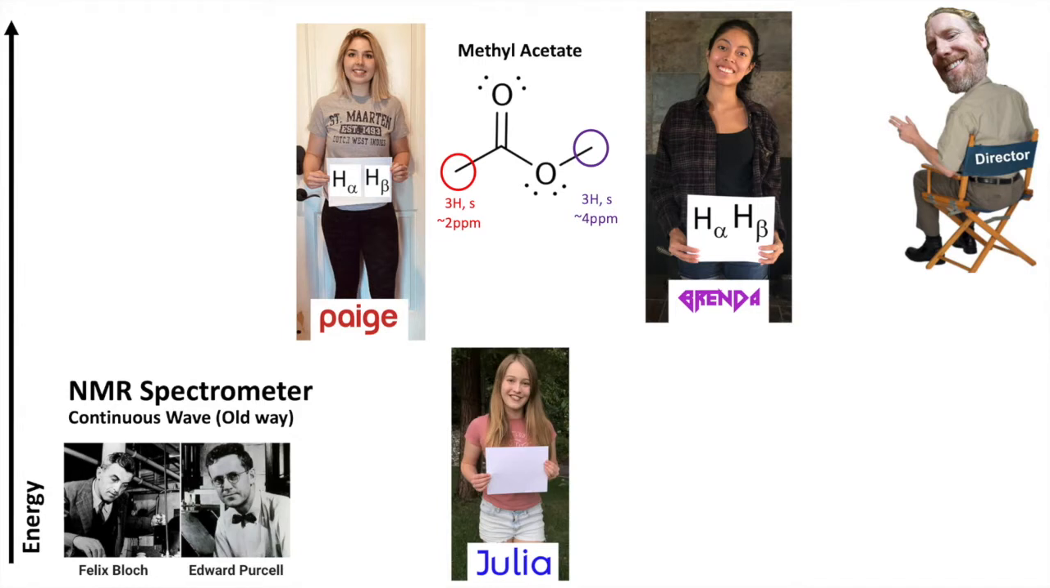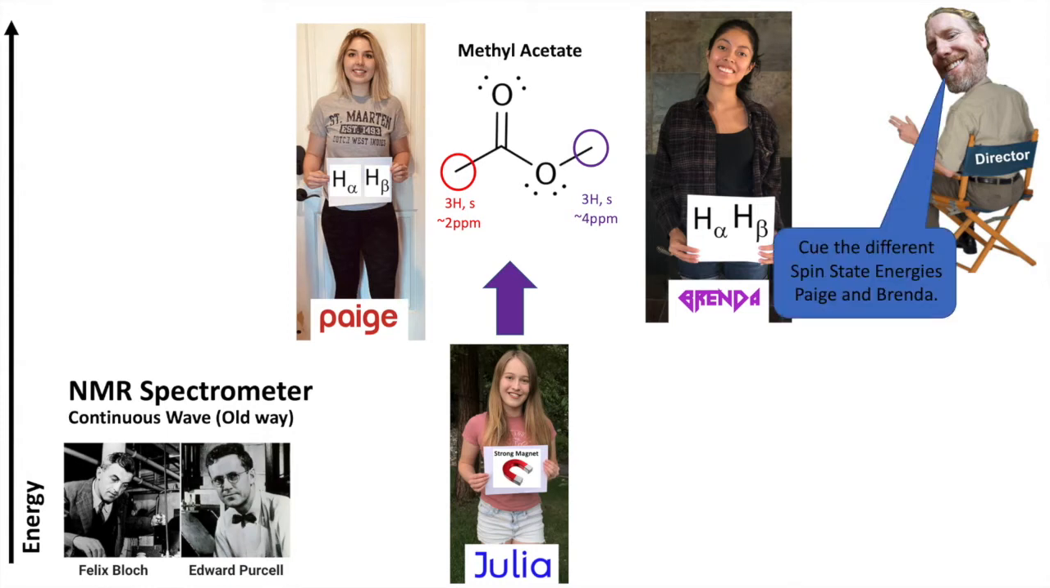So first, though, we're going to need a magnetic field because you see how Paige and Brenda's alpha and beta spin states are at the same energy. That's because there's not a magnetic field applied. So first, we need to cue the magnet, Julia. Boom. There, she's got that strong magnetic field. And there it is. I'm going to represent her NMR magnetic field with that big purple arrow.